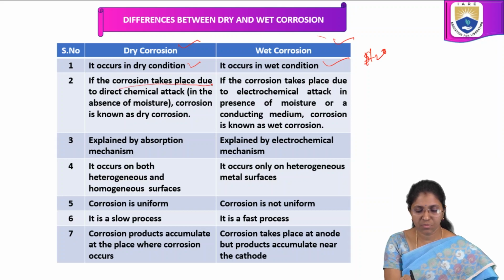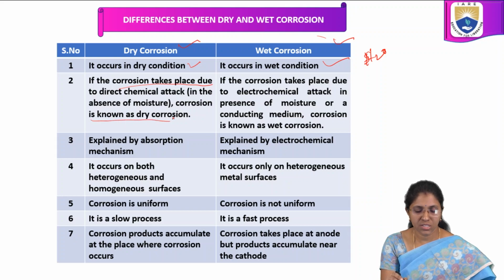If corrosion takes place due to direct chemical attack, not electrochemical attack, it is known as dry corrosion. If the corrosion takes place due to electrochemical attack in the presence of moisture or conducting medium, that is called wet corrosion. So wet corrosion should contain moisture and a conducting medium.